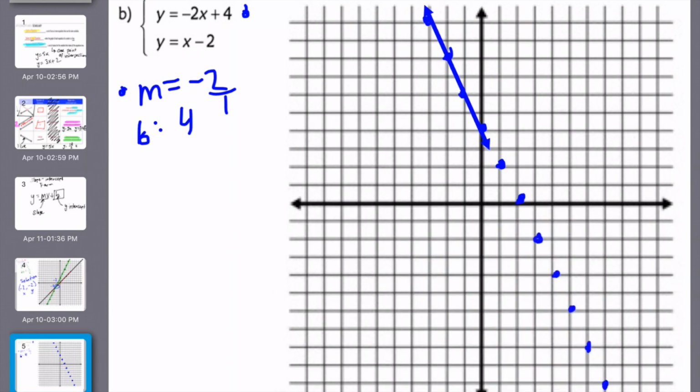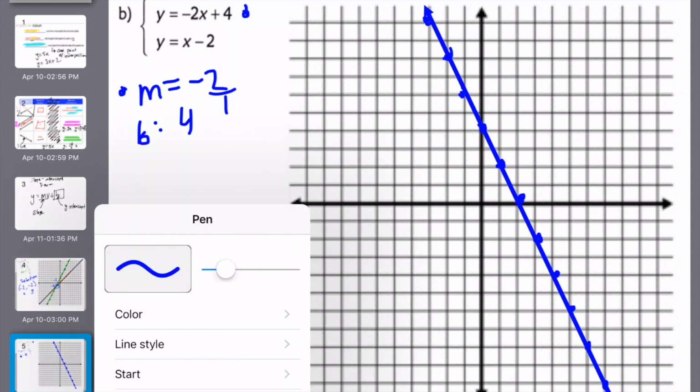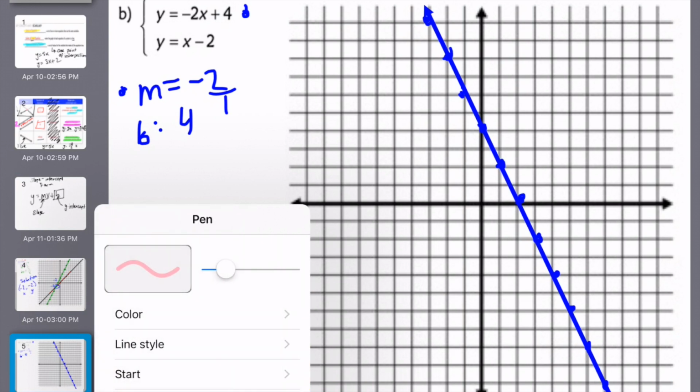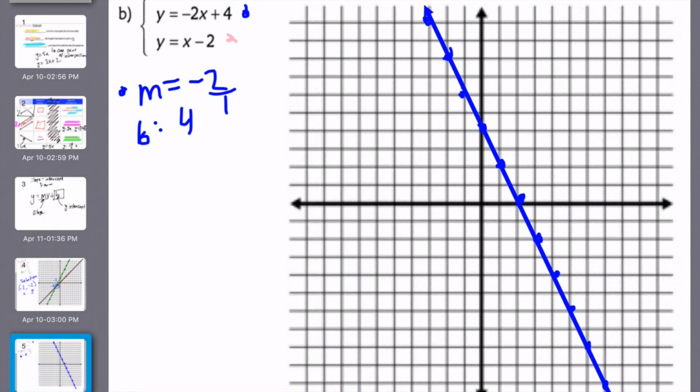So, that is my graph of my first line. Okay? So let's pick a different color. Let's see, what colors do I have? Let's go like a peach, pinkish sort of deal. Is that easy to see?